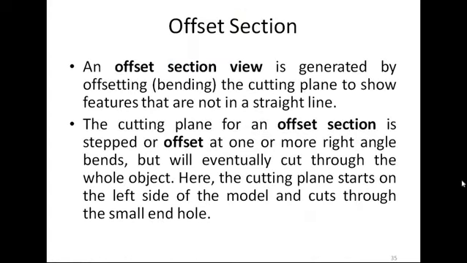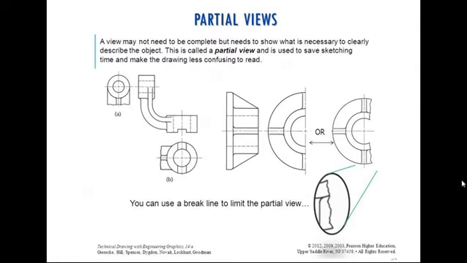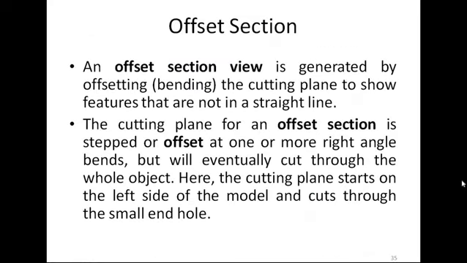Now, I think you have learned about this in today's lecture, the remaining things about the partial view, and previously we have learned about the half section. Before that we have seen some full section examples. Now one more example we are going to see is the offset section. So what is meant by the offset section?